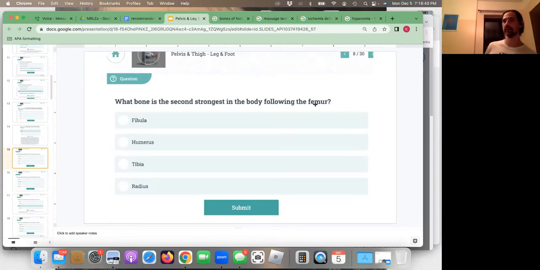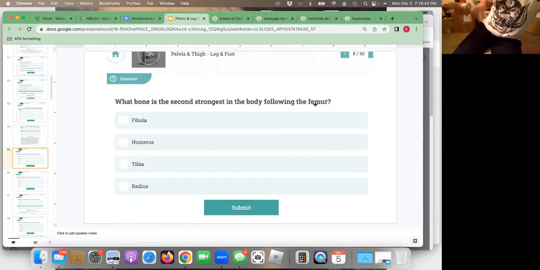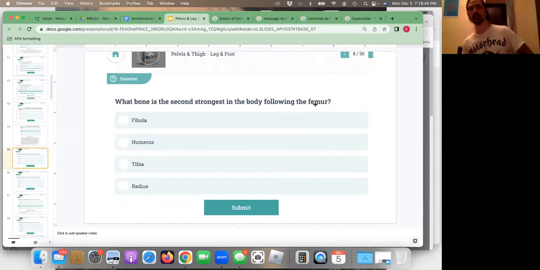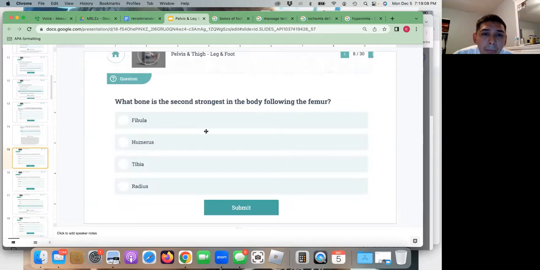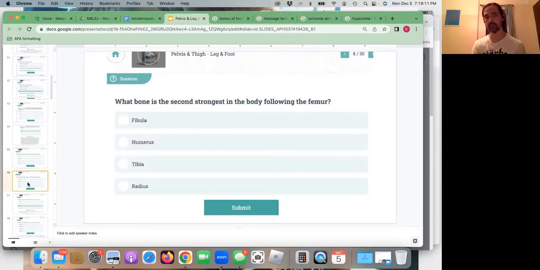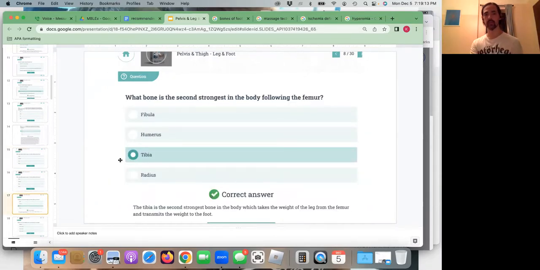What bone is the second strongest in the body following the femur? Everybody touch your femur for a sec. You know where your femur is, right below your hip. So it makes sense that that'd be the strongest bone in the body, right? But look at the list of the bones. Think about the width of each bone, thickness of each bone. What do you guys think? Anybody? Fibula, humerus, tibia? Tibia. Yeah. Tibia? So tibia. Probably. Let's see. Where's the answer? Yep, the tibia.